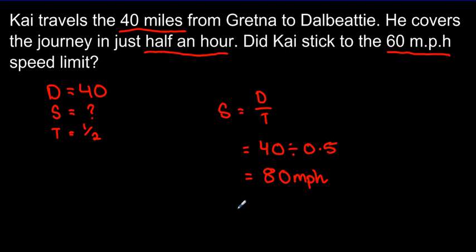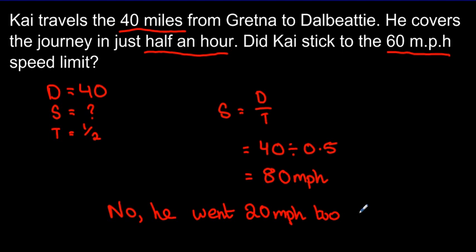So the question is, did he stick to the 60 mile per hour speed limit? No. I have to show that I've compared two numbers. He went 20 miles per hour too fast. Or I could just say that 80 is bigger than 60, so no. Did he go too fast? Yes, he did. He was speeding.